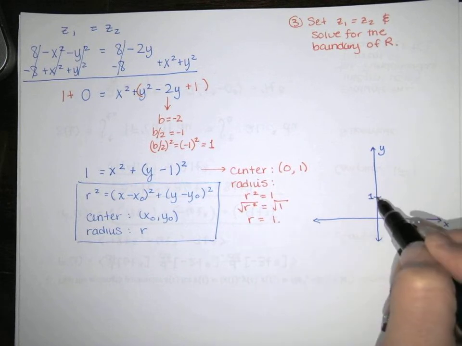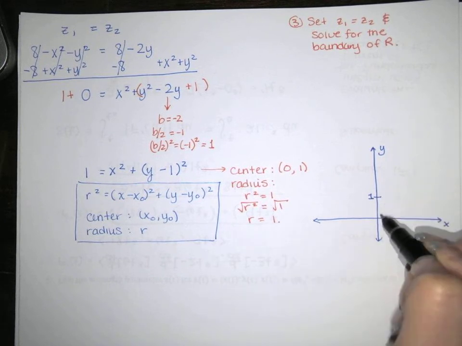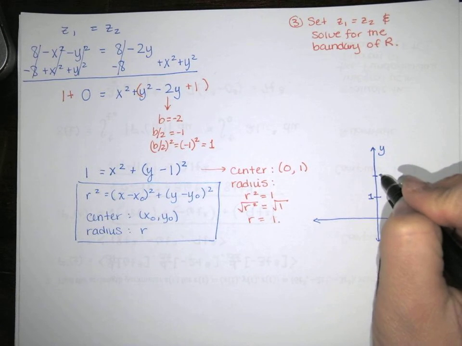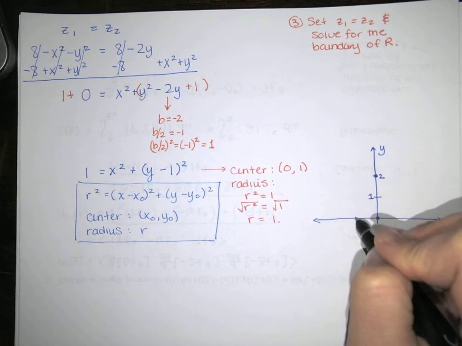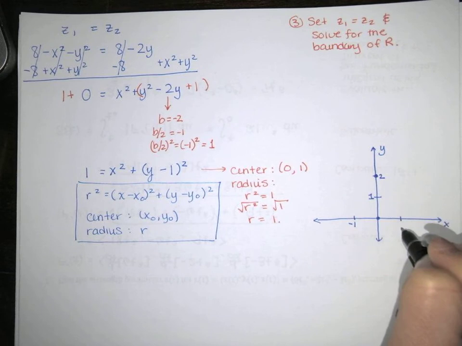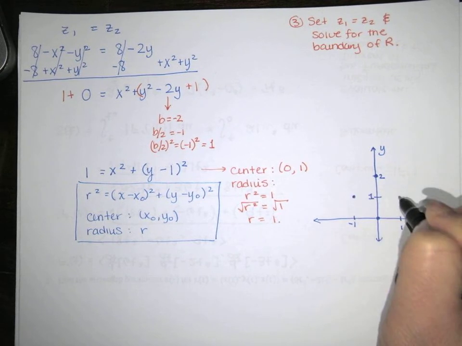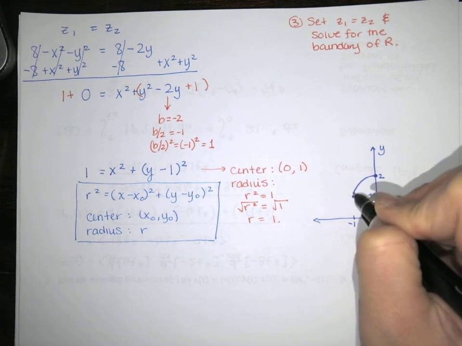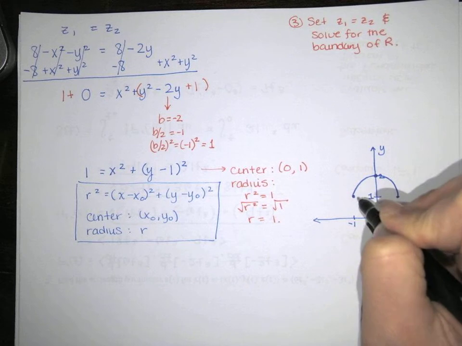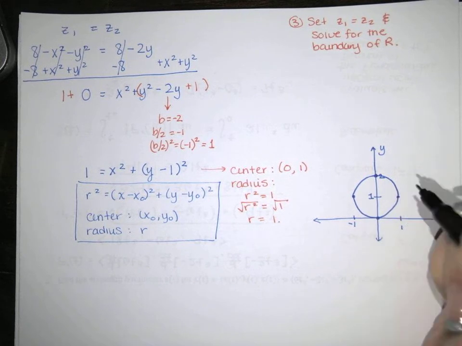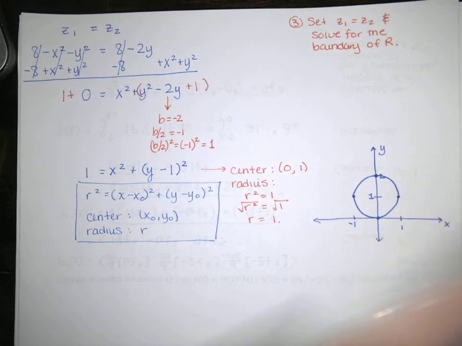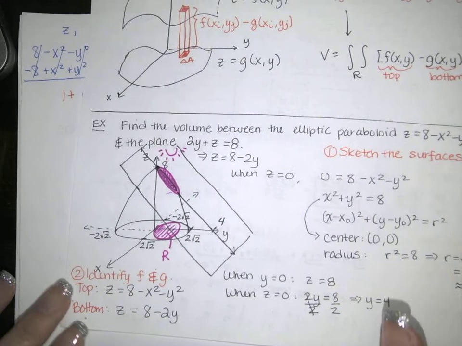So from the center, we want to add 1 and subtract 1. So you want to go up 1 and down 1 to find points on your circle. And you want to go left 1 and right 1. Okay, now that's not R, but that's the boundary of R. And that's actually very consistent with this picture over here.